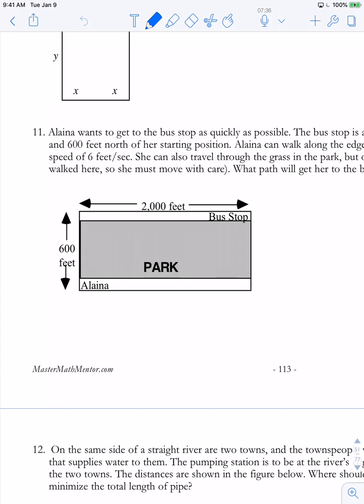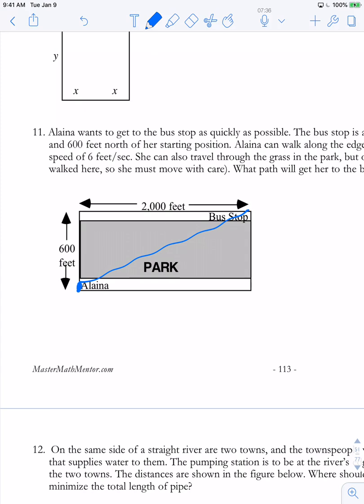Hello, class. This is problem number 11 from page 113 that I think some of us struggled with, so I'm going to do it again. So here's the bus stop. Elena is right here, and she's trying to figure out the fastest way for her to get over to the bus stop. And she wants to get there as quickly as possible.